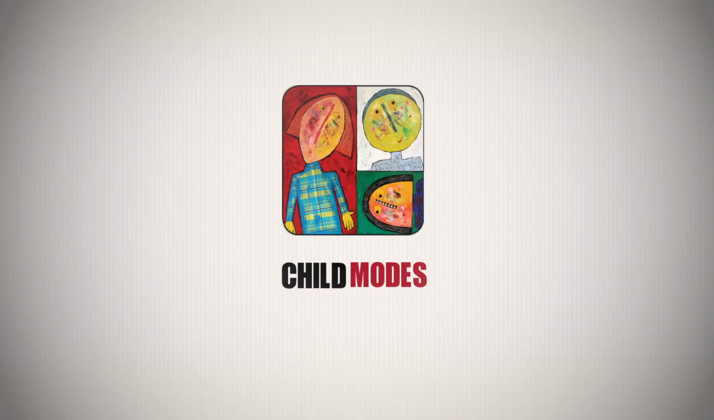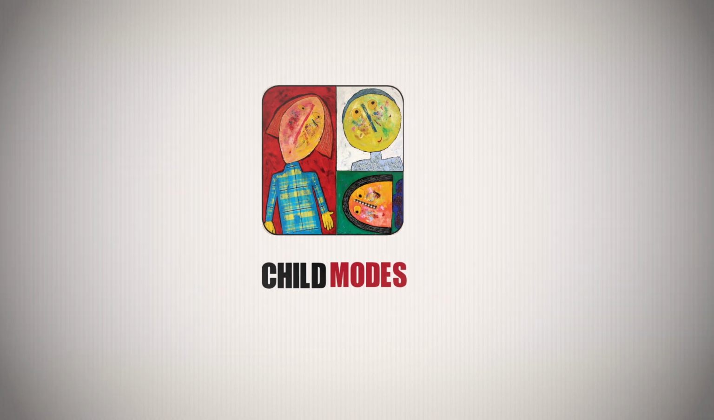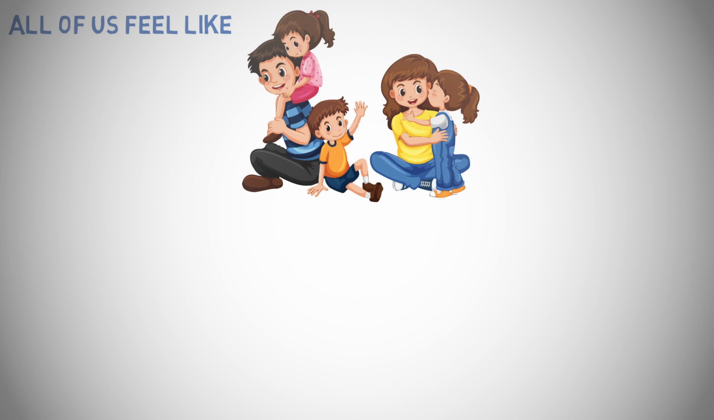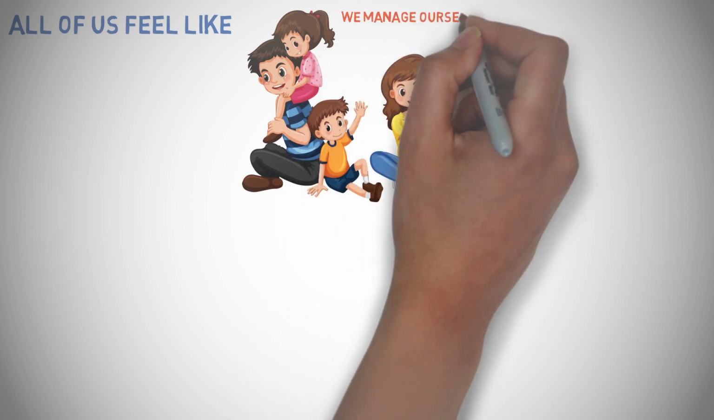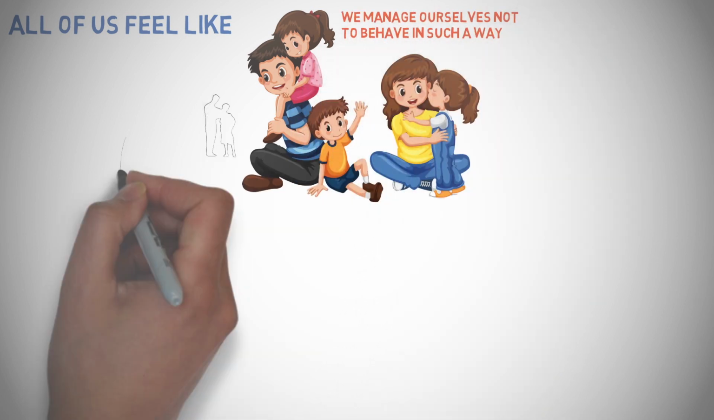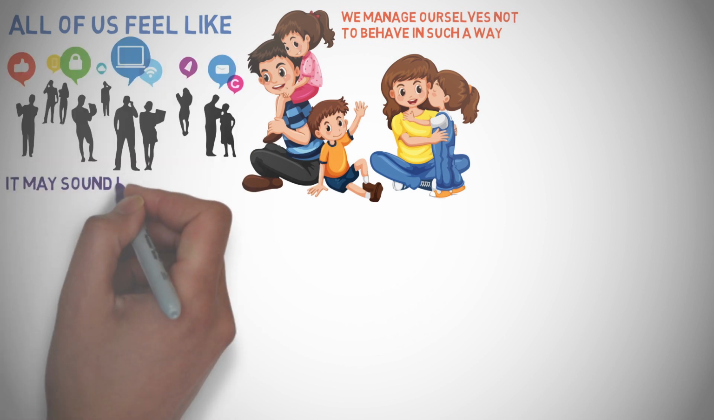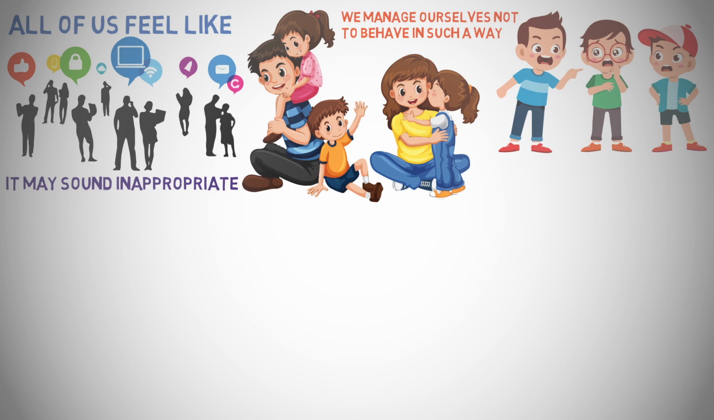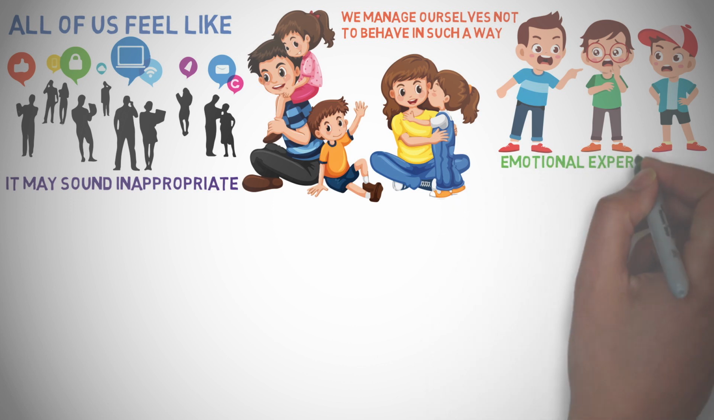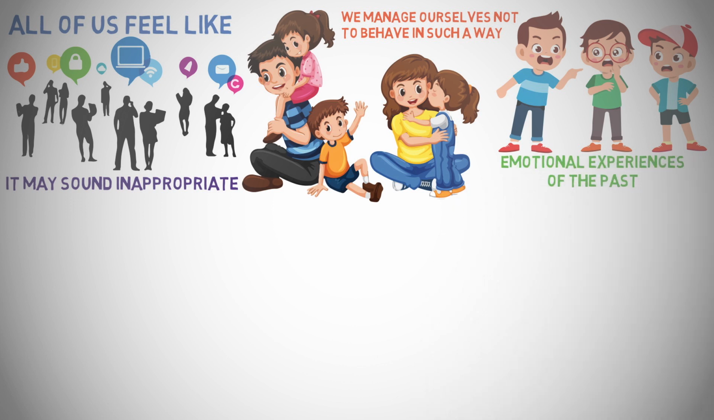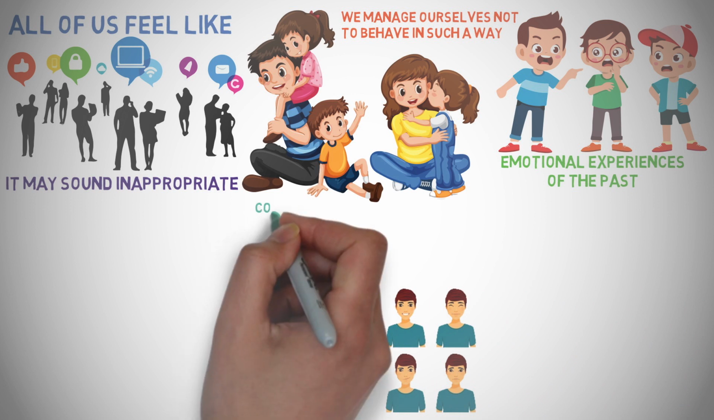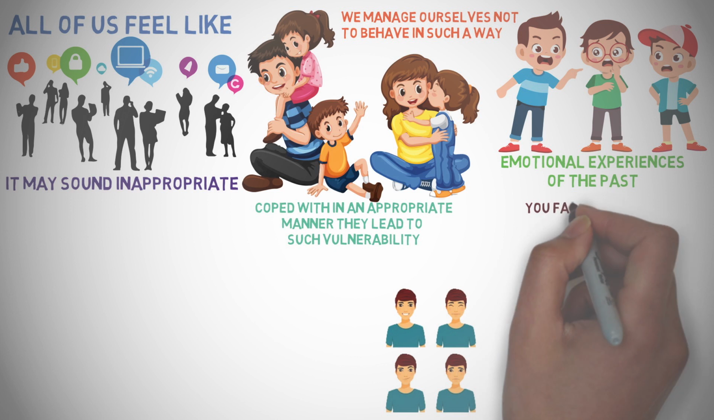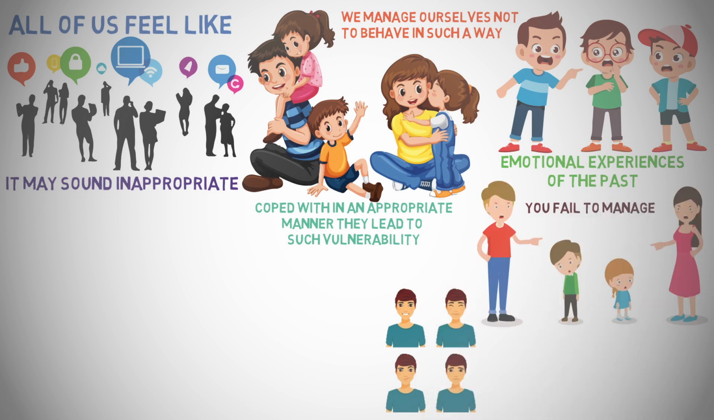Child modes. All of us feel like behaving in a childlike manner at times. We manage ourselves not to behave in such a way in social conditions as it may seem inappropriate. It is because child mode responses are based on the emotional experiences of the past. When these emotional experiences are not coped with in an appropriate manner, they lead to such vulnerability and you fail to manage your inappropriate behavior.